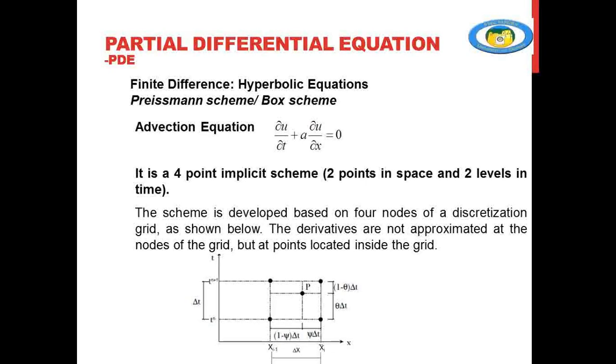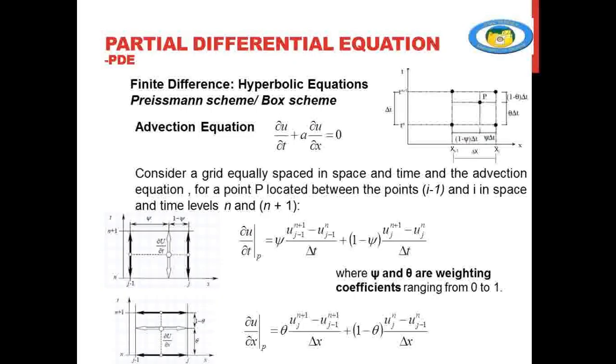And Preissmann is a French scientist. The box scheme is the one which was developed in the USA, but of course the Preissmann scheme is very well known, and he is the one who discovered the scheme.